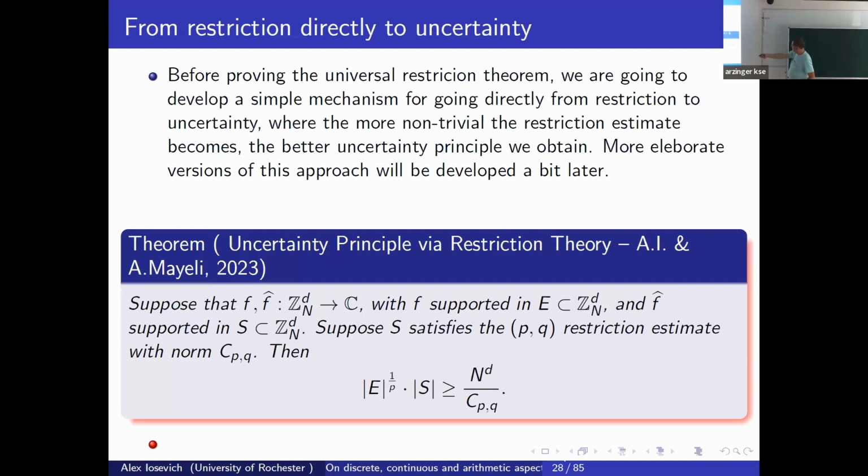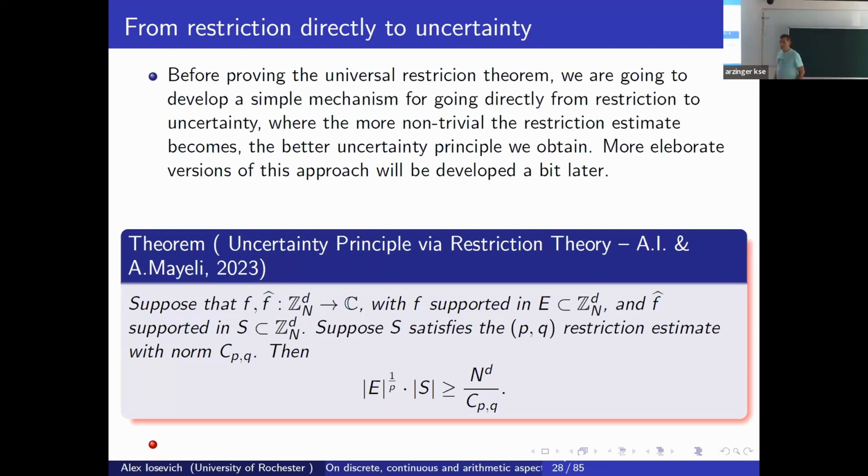So remember, when p equals 1, the restriction theorem always holds with constant 1, in which case you simply get the uncertainty principle. But if p is bigger than 1, n is huge, and this constant is under control, then you get a better uncertainty principle. Do you see why it's better?